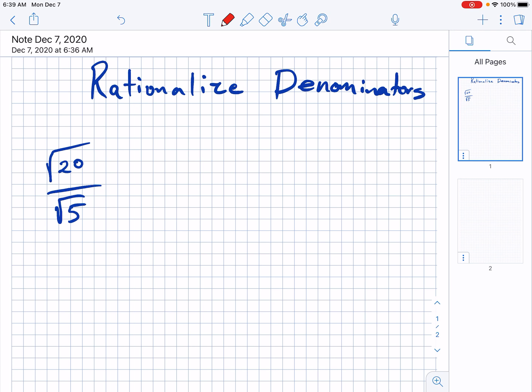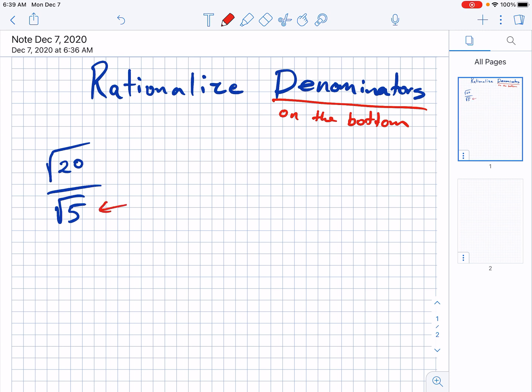Good morning. All right, so here we have a fraction with the square root on the top and bottom, and according to tradition, we're not supposed to have square roots in the denominator. The denominator is the bottom of a fraction. So to rationalize the denominator means to not have square roots in the denominator. The normal way we fix this problem, we're not supposed to have square roots on the bottom of a fraction.